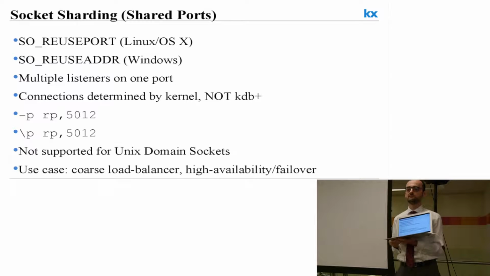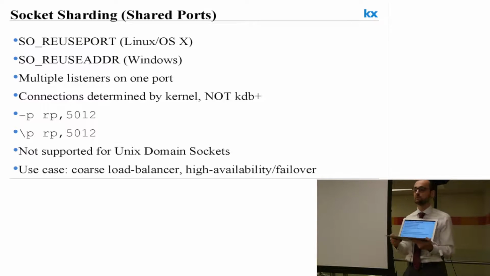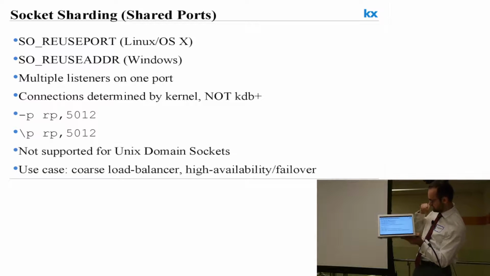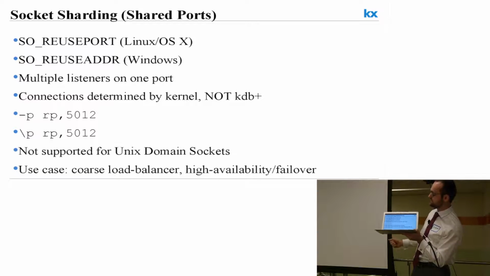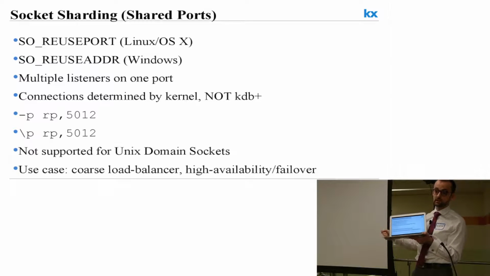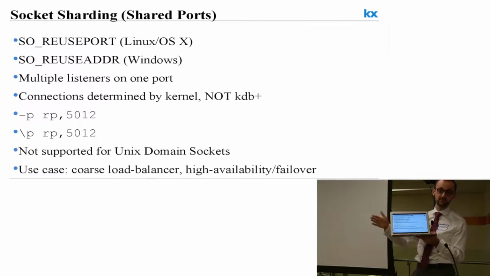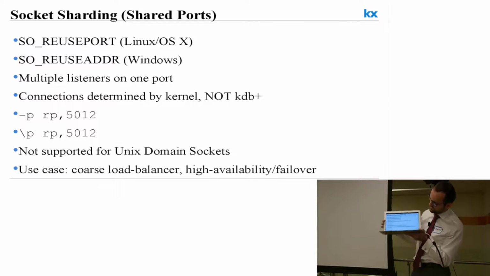So basically what it means is now you can have more than one KDB Plus process listening on the same port number. Previously in the past you could just have one process listening on a port number. But basically what it means is that the connections are determined by the kernel and not by KDB Plus. So that's just one big thing to know. That's a kind of a disclaimer right there. Don't blame us, blame the kernel.